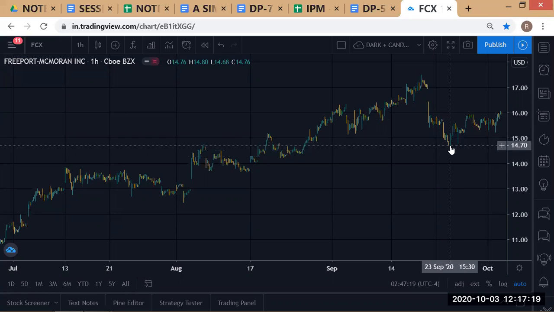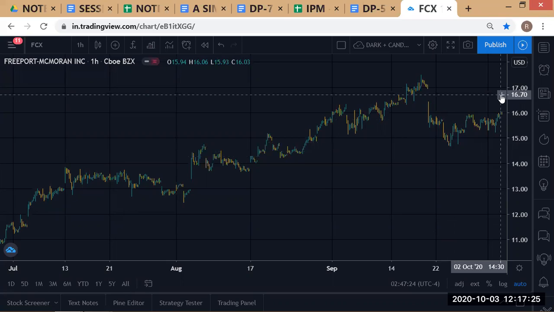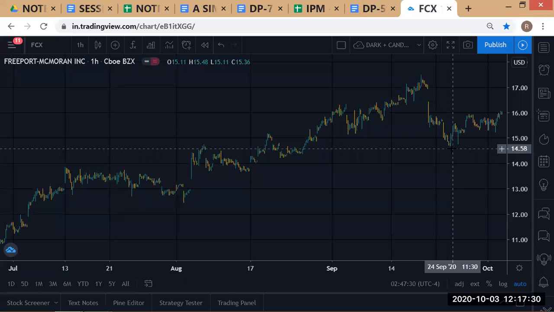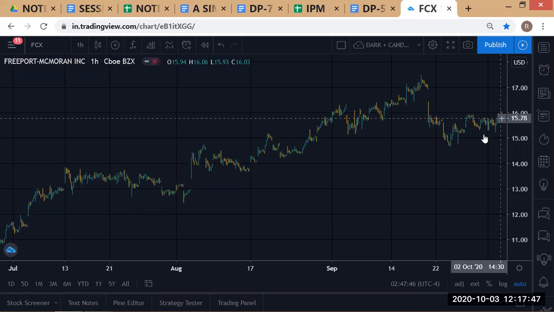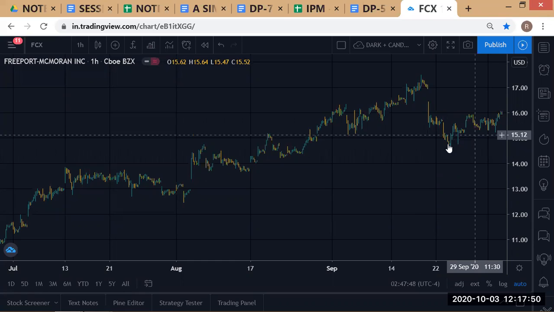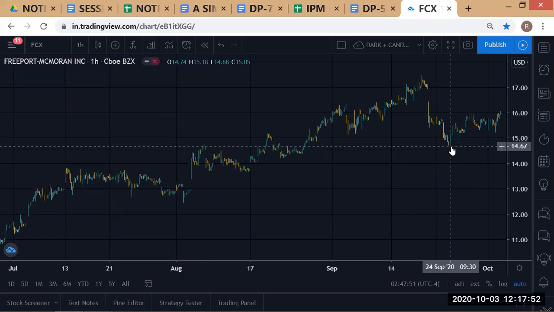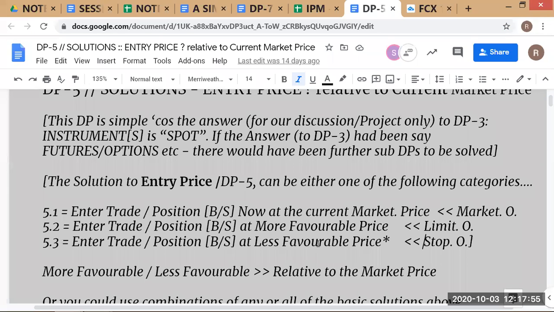In this case, what you do is you use a stop order, a sell stop. You have a sell limit, sell market, and sell stop. You use a sell stop order. Now notice that if your plan is to go short only around 14.6, and the current market is 16, then going short at 14.6 is less favorable than the current market, using a stop order.